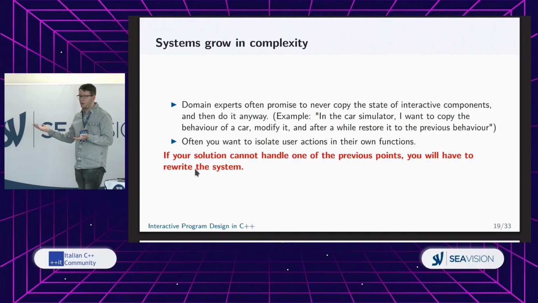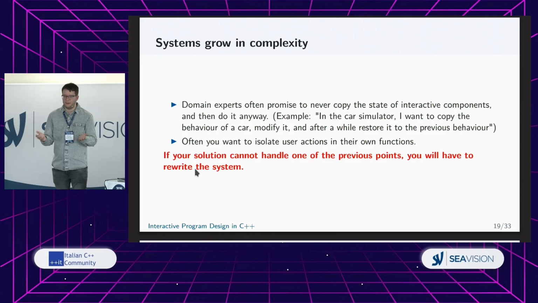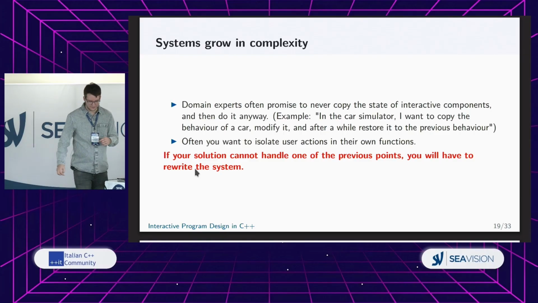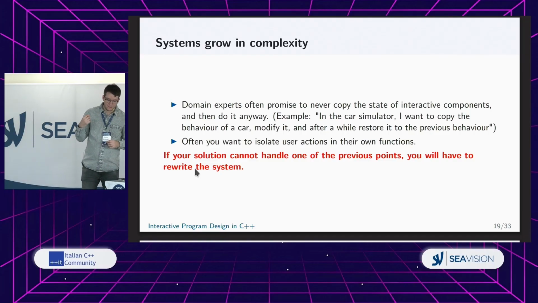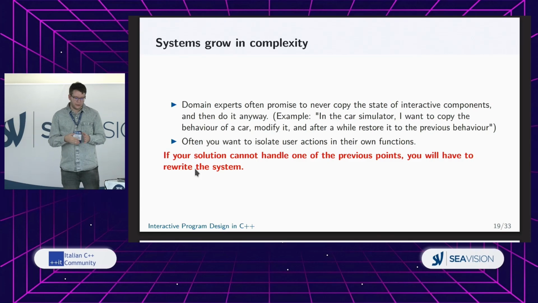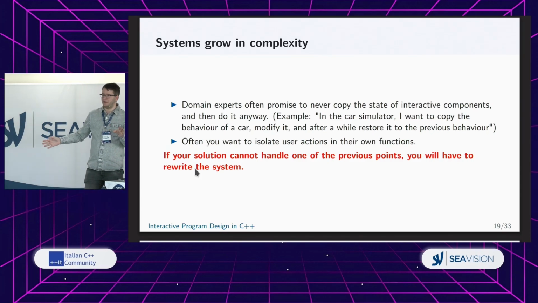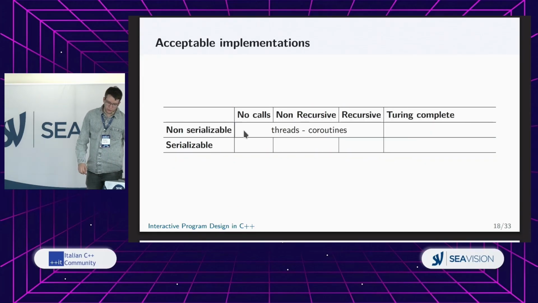And that requires to copy the interactive component. I mean, maybe you can figure out how to do it without it, but if you can copy it, it's much, much easier. And the other thing is that often you want to isolate user actions in different functions, just because it makes it easier to manage. And so things often tend to drift. Right? They start somewhere on this image, and then they drift into non-recursive serializable systems. And so if you need serialization, you probably want to start there often.